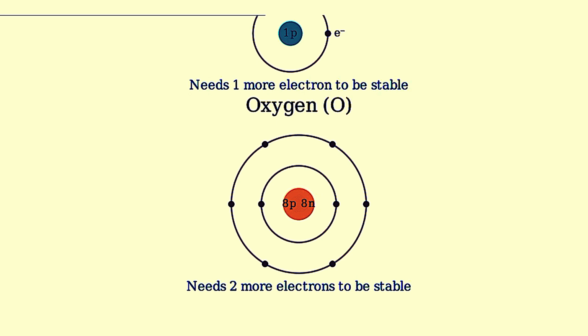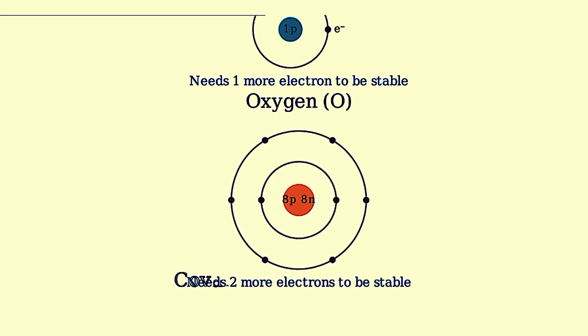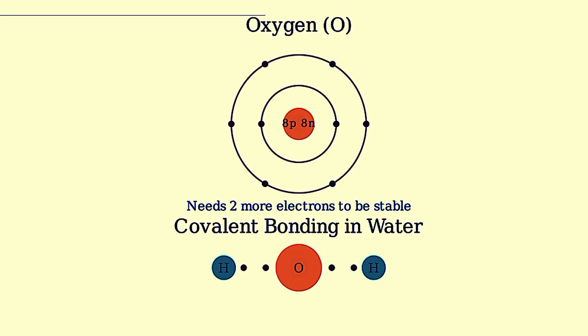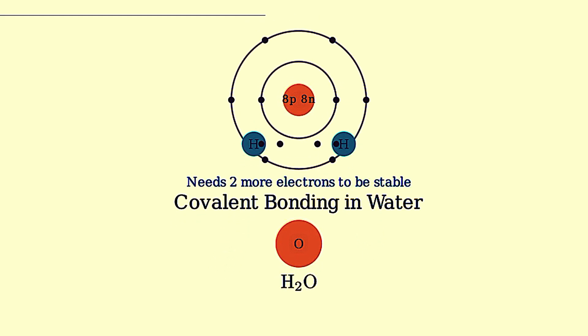Now, let's see how hydrogen and oxygen atoms form covalent bonds to create water. A covalent bond forms when atoms share electrons to become stable. In the case of water, each hydrogen atom shares its single electron with oxygen, and oxygen shares one of its electrons with each hydrogen atom. So, one oxygen atom bonds with 2 hydrogen atoms, forming H2O.